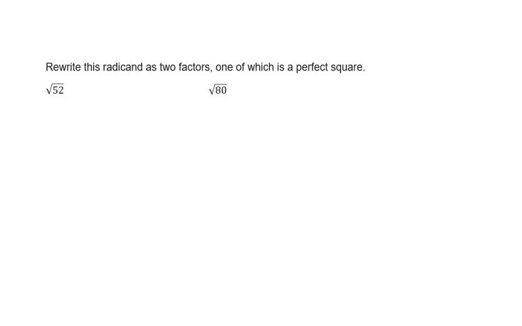The key to understanding radicals is understanding how to simplify radicals. And we simplify radicals by factoring out a perfect square. What are perfect squares? Perfect squares are numbers that you can take the square root of and get a whole number. Like 2 times 2 is 4, so that makes 4 a perfect square.